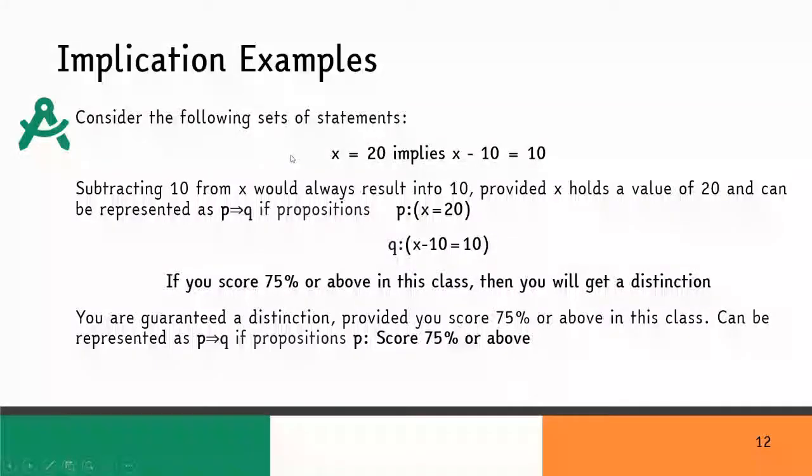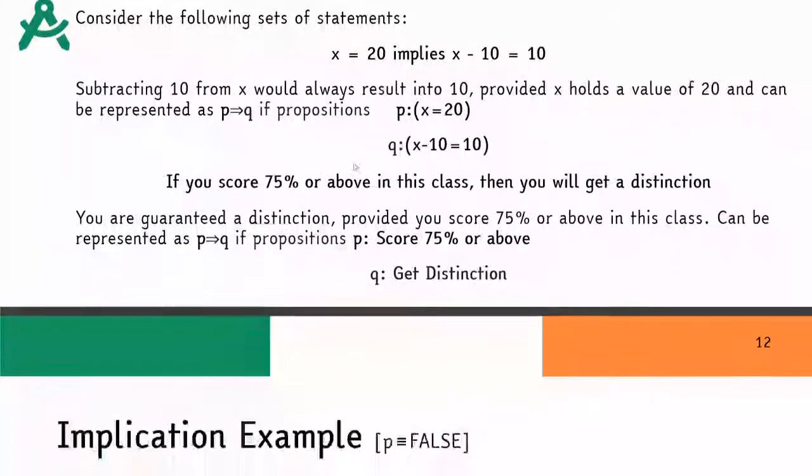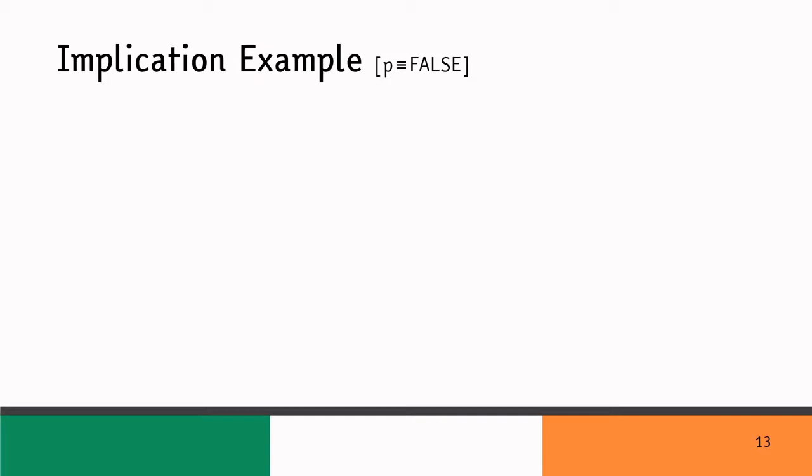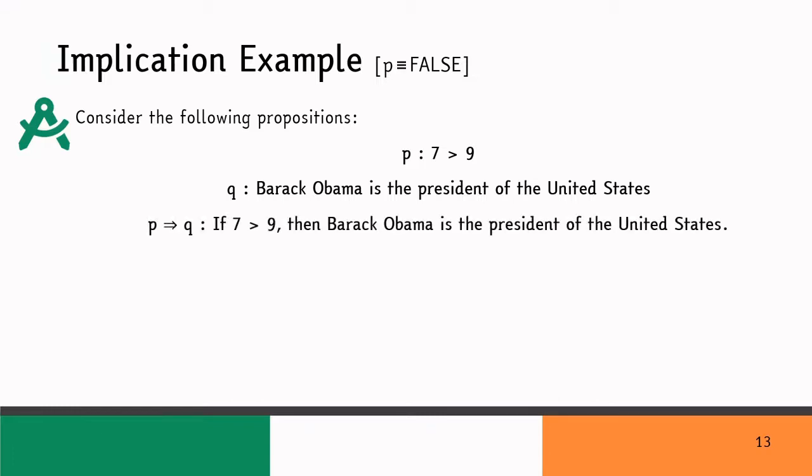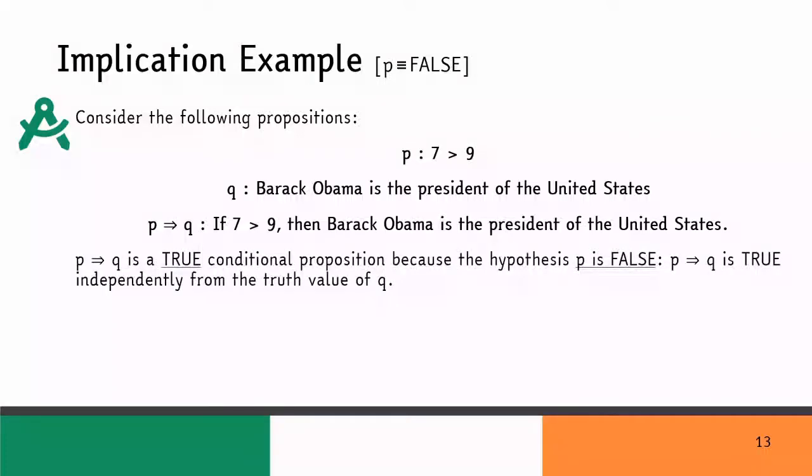Let us explore a special case of implication now, the case where hypothesis is false. Considering the two propositions P and Q, where P means 7 is greater than 9 and proposition Q means Barack Obama is the POTUS. We can define P implies Q, which basically means if 7 is greater than 9, then Barack Obama is the POTUS. The defined conditional proposition is said to be true because hypothesis P is false. It does not matter if Q is false or true.